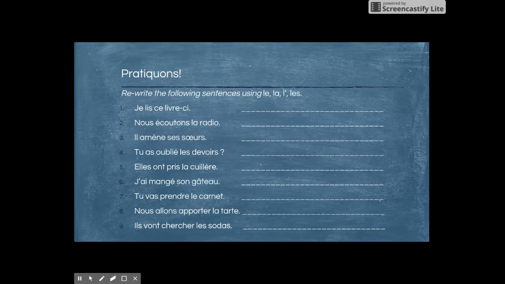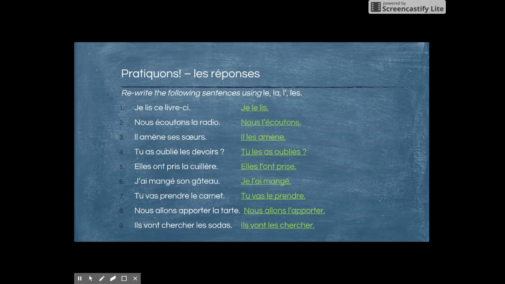Pratiquons. So press pause and write these down in your notes. You're going to rewrite the sentences using either le, la, l'apostrophe, or les. So pause the video, write them in the notes, and then press play, and we'll go through the answers. On y va. So let's look at these answers, right?